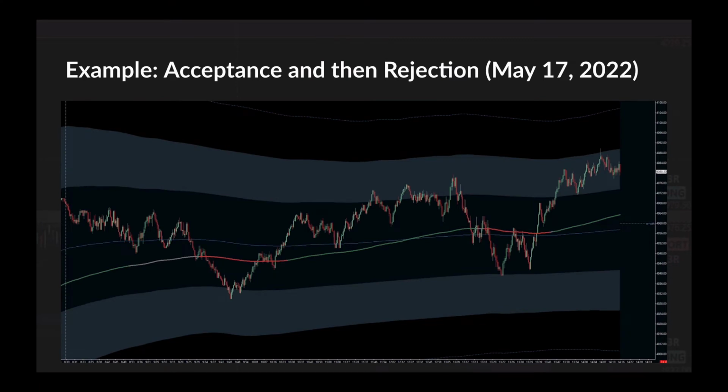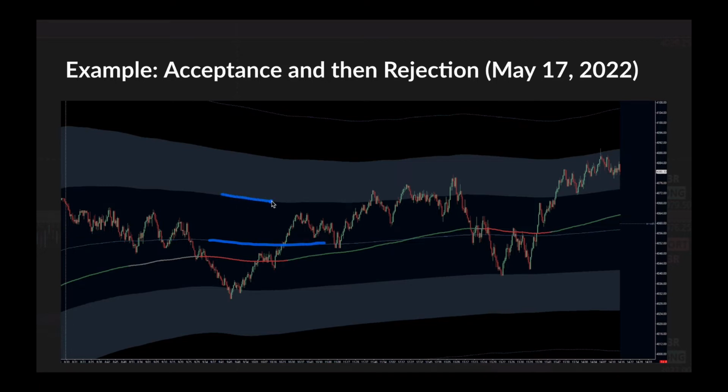So here's a chart. Notice I don't have any levels on here. And actually what I want you to do is pretend you don't even see this line right here going through the middle. You just want to look at VWAP and VWAP extensions. So VWAP is this line that goes right through here, this light colored blue line.